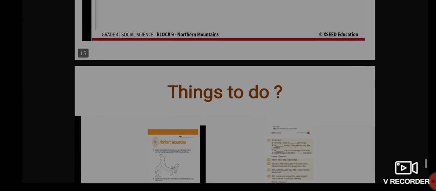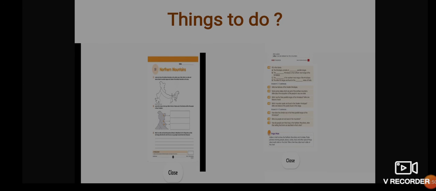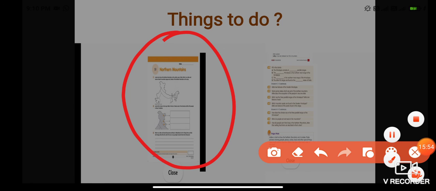Now coming back to things to do, you have to complete your S1, that is the Northern Mountain S1 worksheet 1. You have to do your worksheet 1, and then you have to do practice question number 6 from your content book.